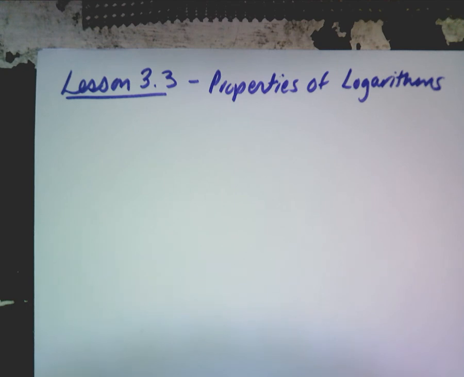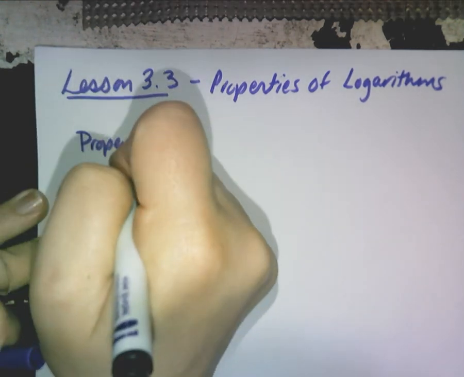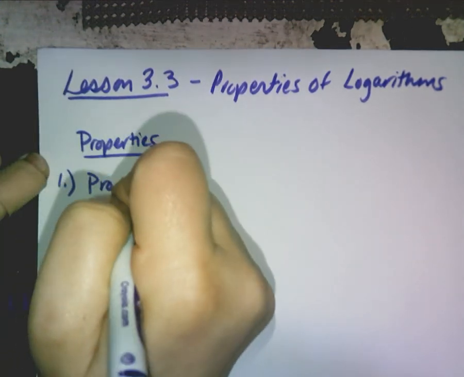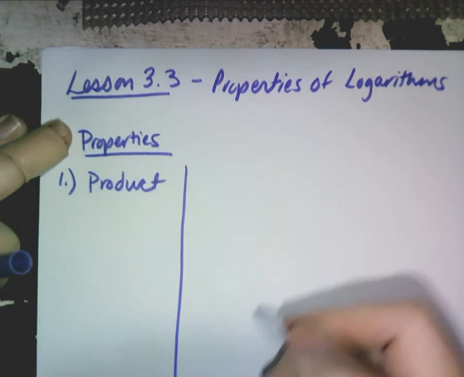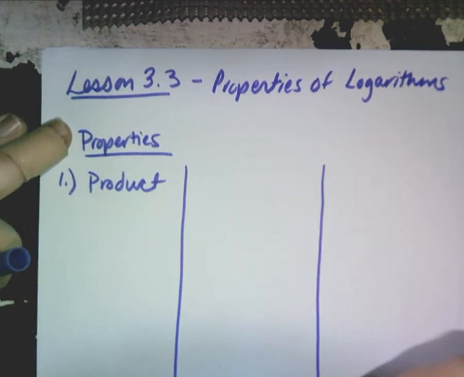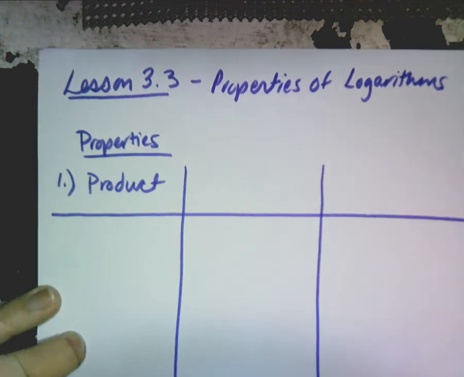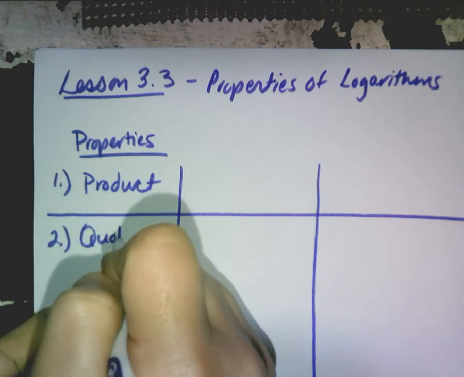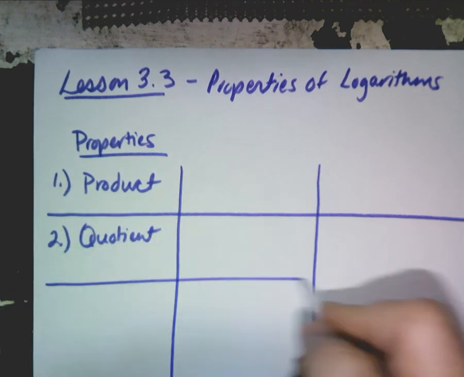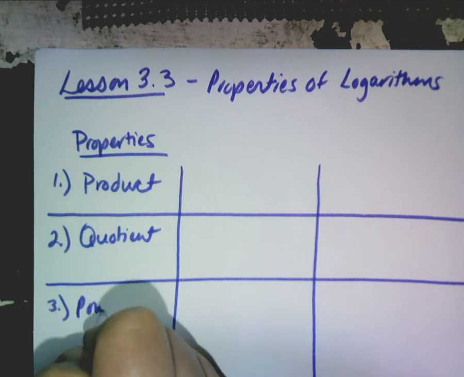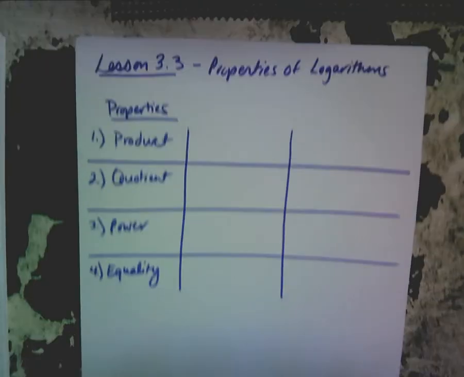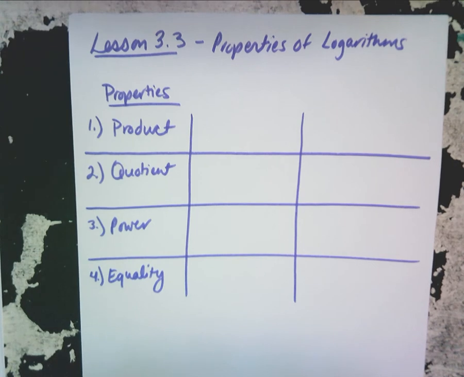All right. There are four properties of logs. There's product, and you're going to create a chart that has three sections, three columns to it. Quotient, power, and equality. And I'll move this down in a minute. Something like that in your notes.